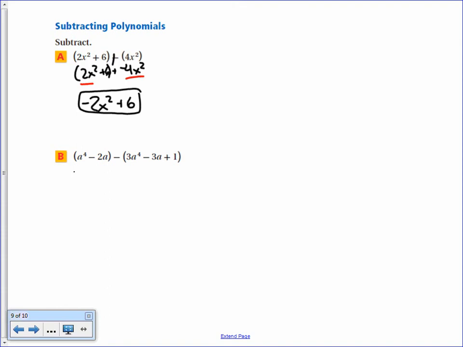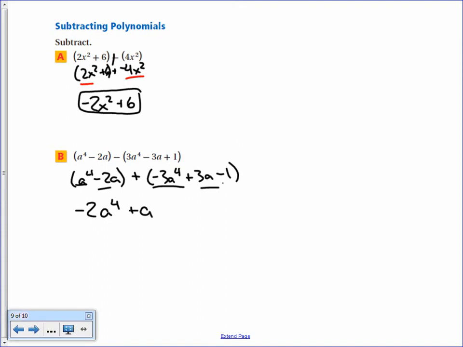For letter B, so we have a to the 4th minus 2a. So instead of subtracting that polynomial, let's add a negative 3a to the 4th, a positive 3a, and a negative 1. So just flip all those signs. So what can I combine here? I can combine the a to the 4th. That's going to give me a negative 2a to the 4th. Negative 2a plus 3a, that's going to give me a positive a. And then the minus 1 on the end.